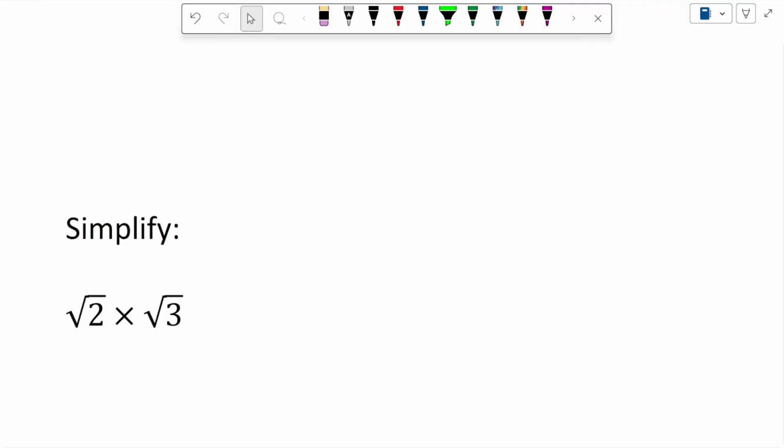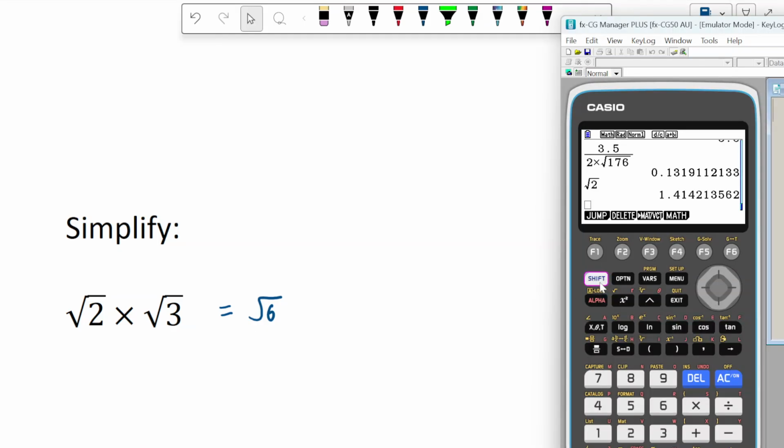Next, we have simplifications. Root 2 times root 3 is just root 6. You just times the numbers together. Just in case you don't believe me, root 2 on the calculator times, and then you go root 3. Even though these start off as really nasty decimal numbers that seem unrelated, they do times to give root 6.